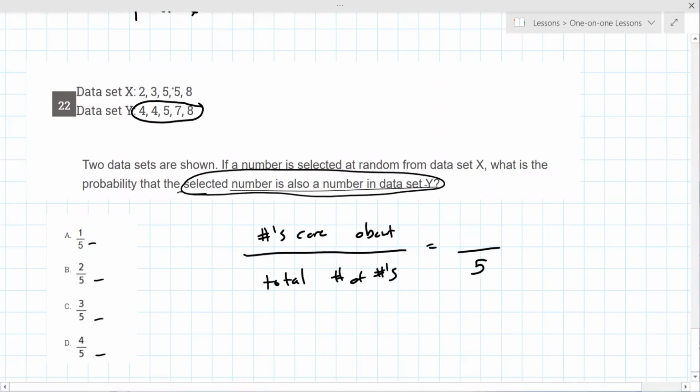Okay, so maybe it's still not clear. So 5 is in there, this other 5 is in there, and 8 is in there. So when it says also, it means it has to appear in X and Y. Oh, so they're saying which have overlap between the two. Yes, and that's what's meant by that. How many do you care about? Okay.